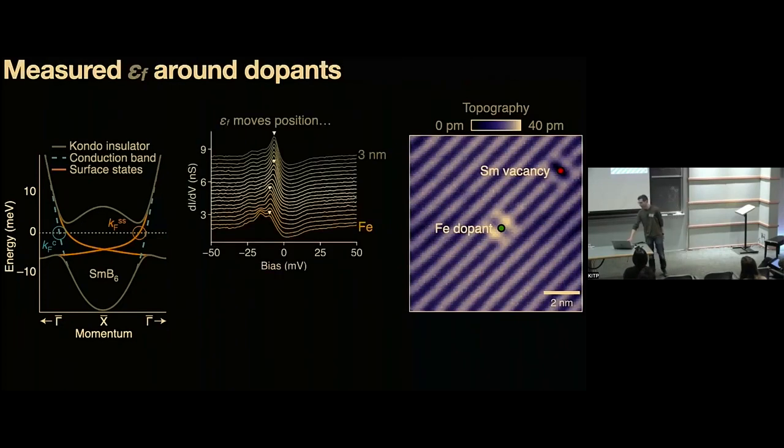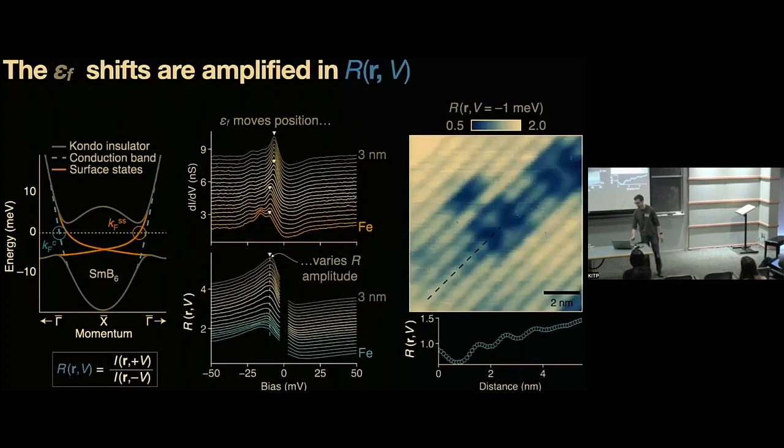As we walk towards the iron dopant, we're measuring the dI/dV. We can see the Kondo resonance, and we can see that it changes position. It's clearest about here, and it actually seems to oscillate back and forth. These small energy positions translate into large amplitude variations in the measured rectification ratio, such that when I form a map of this image, I get this rich structure around those two defects.